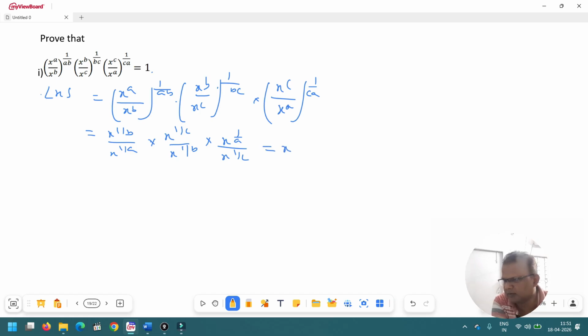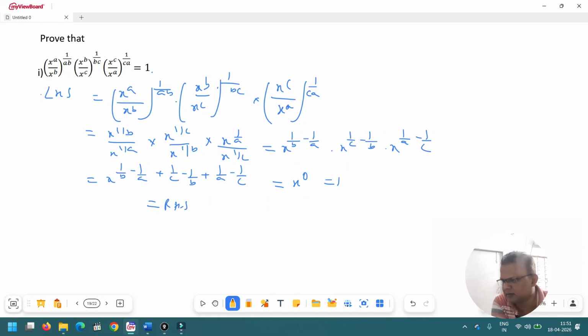equal to x to the power 1 by b minus 1 by a into x to the power 1 by c minus 1 by b into 1 by a minus 1 by c, equal to x to the power 1 by b minus 1 by a, then 1 by c minus 1 by b, then 1 by a minus 1 by c, that is equal to x to the power 0, that is equal to 1, that is equal to RHS. Proved.